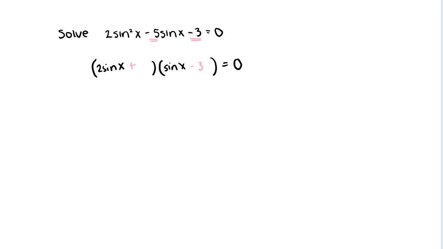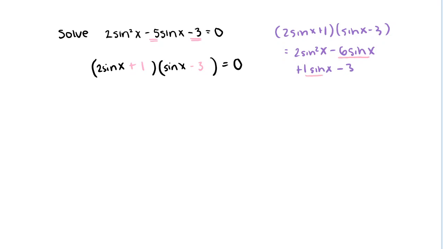And then if I fit in a plus 1 here, then I would have plus 1 sine of x, and that would balance things out, right? Maybe just to really see that this is the true factorization, if we multiply this out, 2 times sine of x plus 1 times sine of x minus 3, well, we get 2 sine squared of x, minus 6 sine of x, plus 1 sine of x, minus 3. And these two middle terms sum to that minus 5 sine of x that we were expecting.